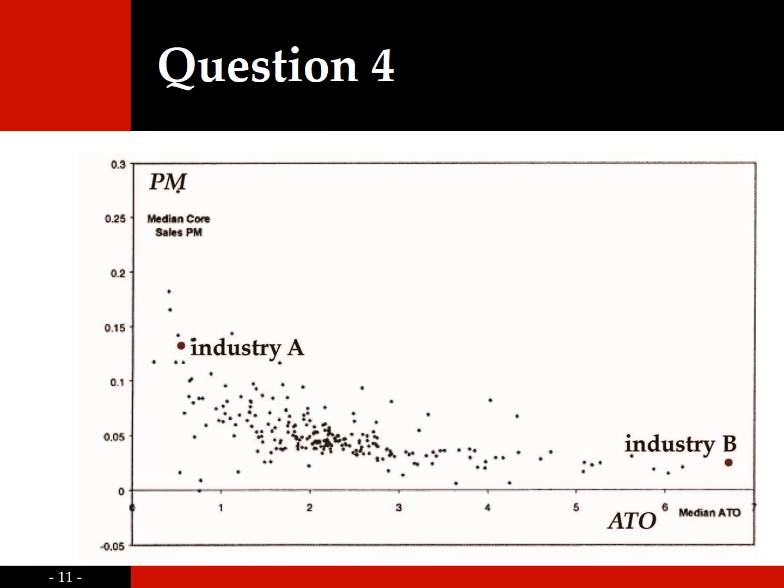Please read the graph and distinguish between the two industries. In addition, based on the information provided in the graph, tell me which of the two industries has higher operating profitability.